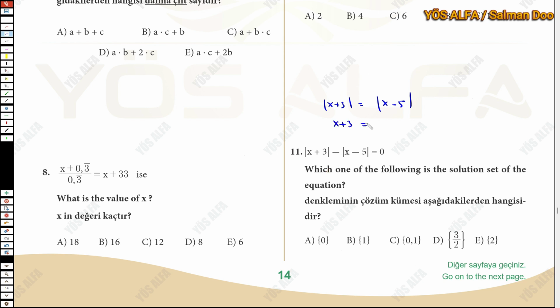And let's write down this condition. x plus 3 is equal to 5 minus x. So 2x is equal to 2, x is equal to 1. So that's our only solution set.